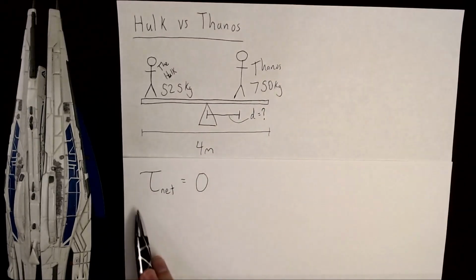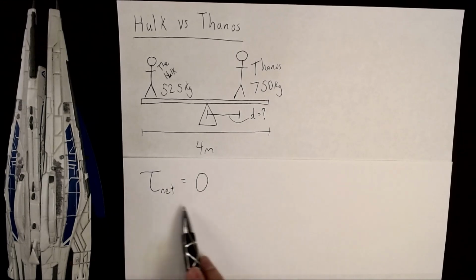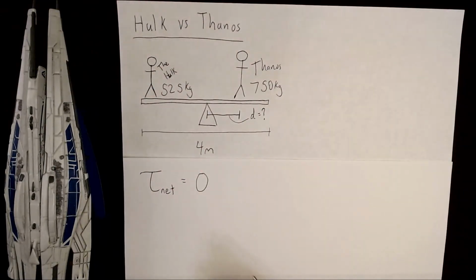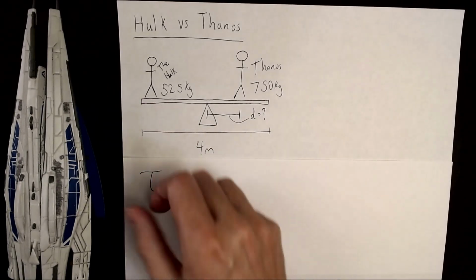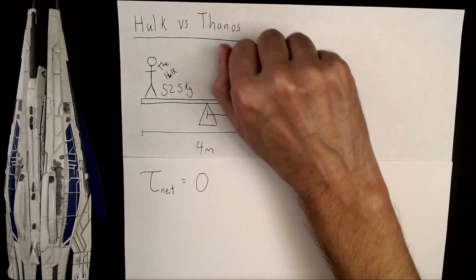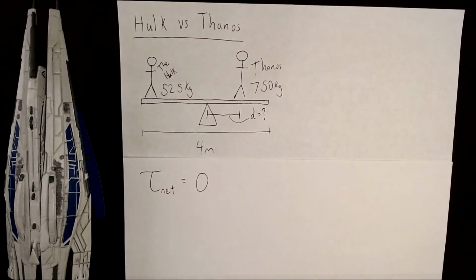This is the beginning of equilibrium problems. Every equilibrium problem we do is going to end up having net torque equal to zero, just because we don't want it to tilt. Well, what is the net torque on this? The net torque should be the torque from the Hulk wanting to pull it this way and the torque from Thanos wanting to pull it this way.